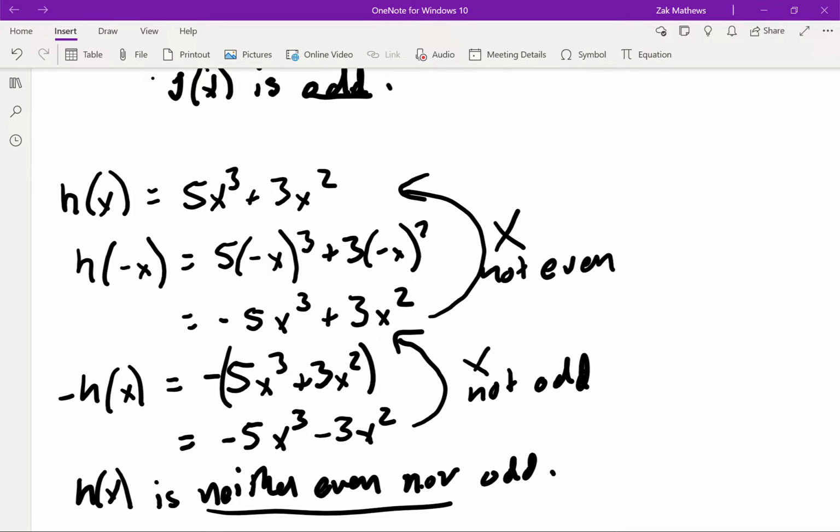And so if we have this mixture of the two exponents, they're both kind of behaving as we would expect. One's behaving as the odd, one's behaving as the even, and so that gives us something that is neither.